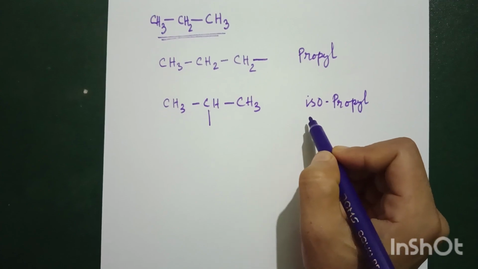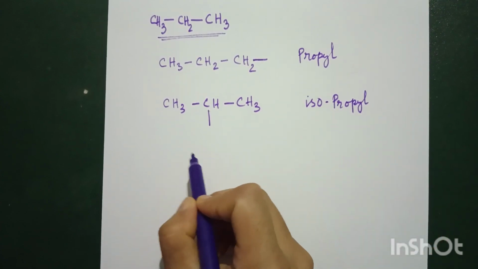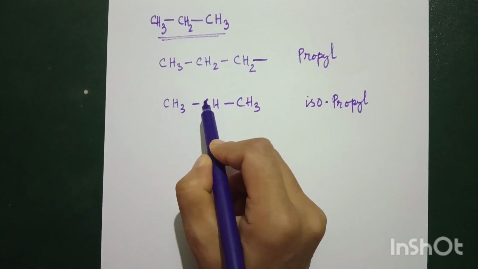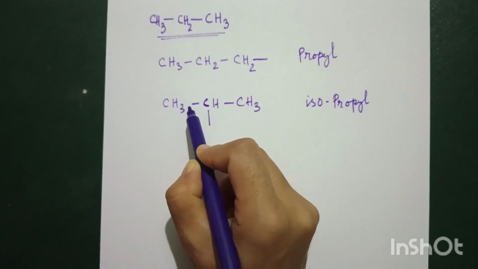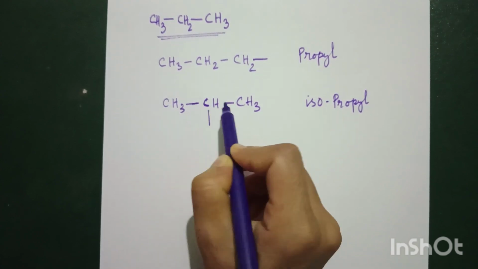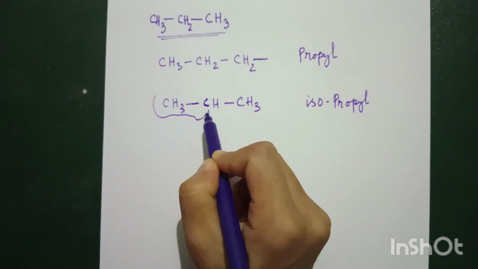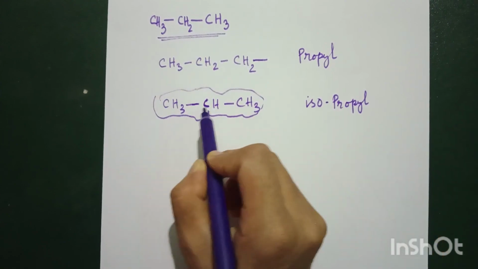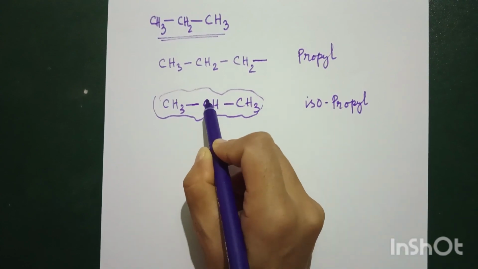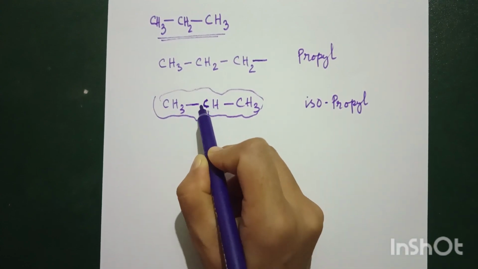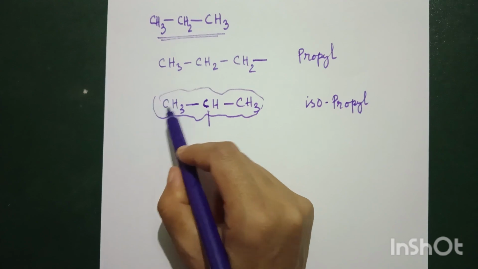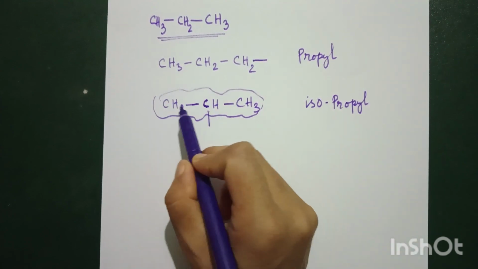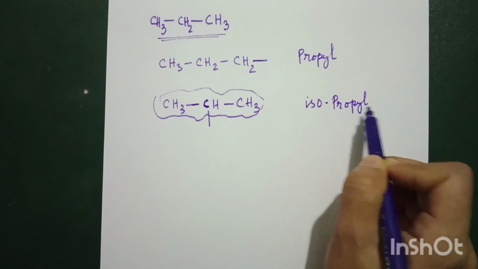But let us know what exactly iso is. When a carbon is directly connected to 2 methyl groups, then the word iso comes here. What do you know by iso? When a single carbon is connected directly to 2 methyl groups, this is called your iso. How many carbons are there in total? There are 3 carbons, so this is isopropyl.